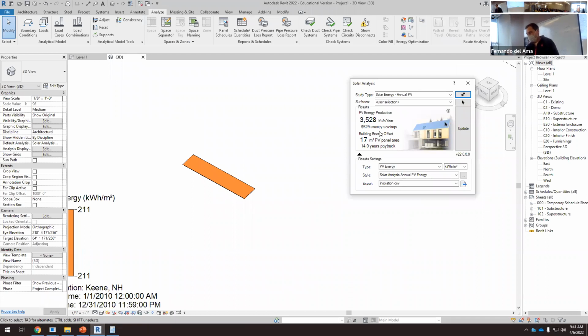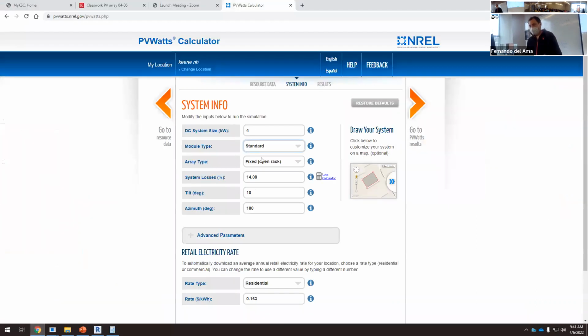But there is no way. We either ask the Revit developers what they have used or why they have used this, or we ask PV watts developers what the standard means. We don't know. Okay. And then we have here the fixed open rack or the fixed roof mount. In Revit, we don't have this information. Probably open racks, it would be slightly better than the other one, than the roof mounted array. Okay, but we don't have this information in Revit either. But we do have information about this size.